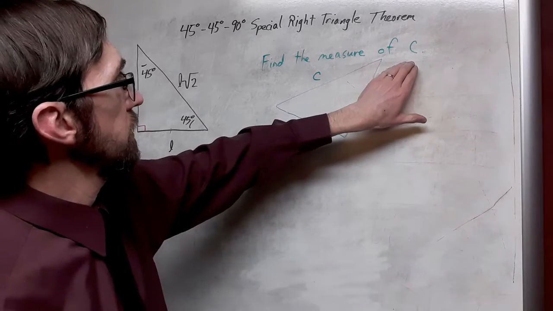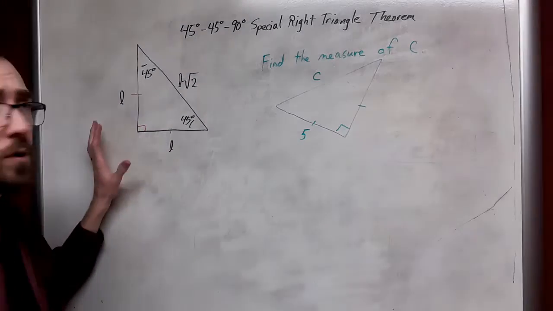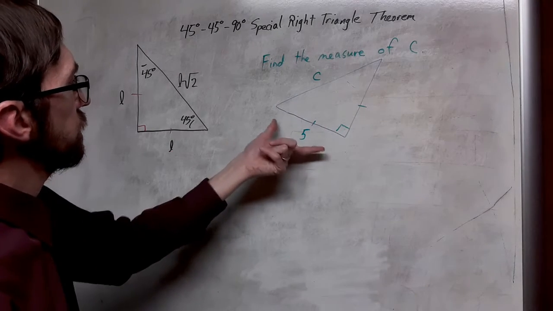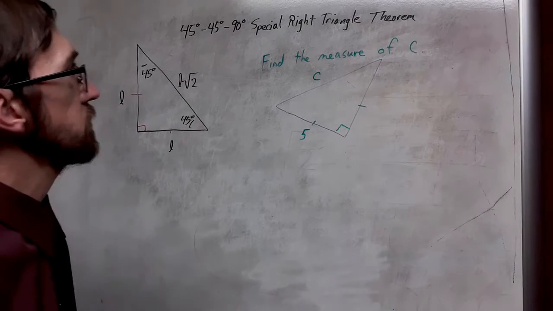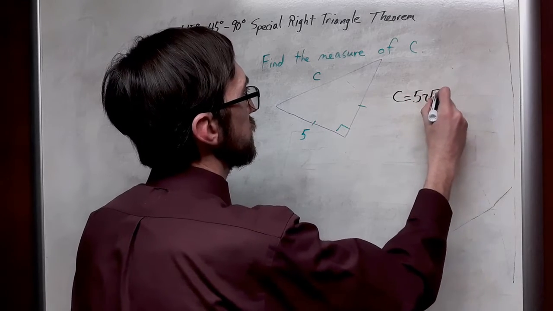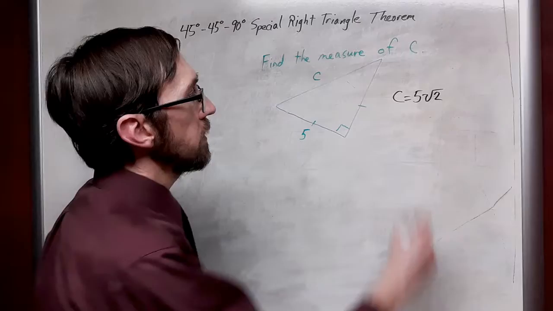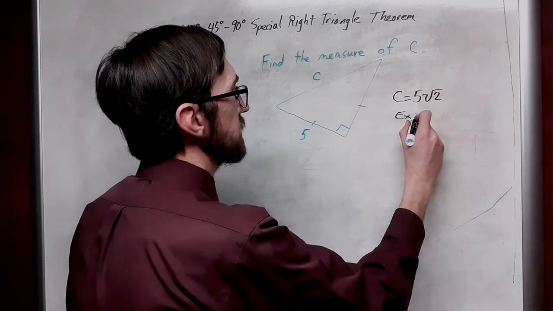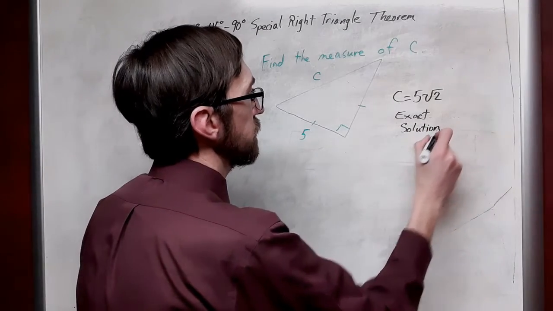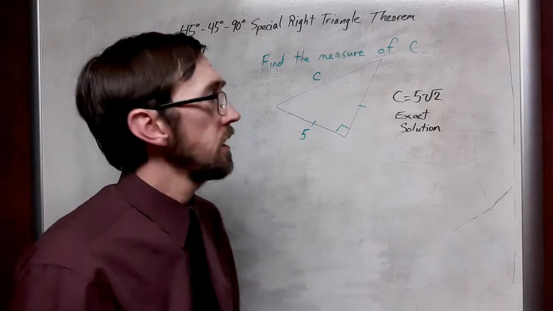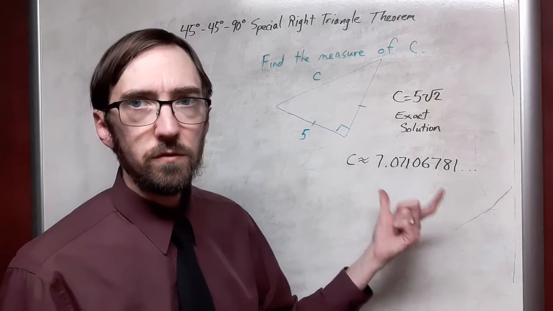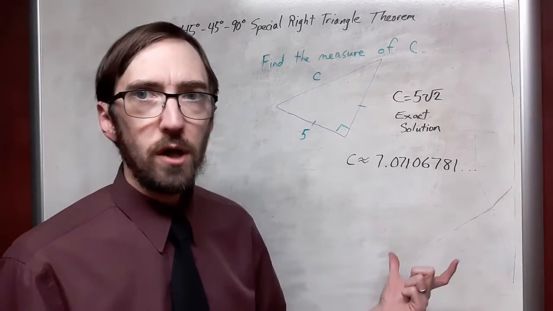To do this, we are going to refer back to our theorem. The measure of c will be whatever this length is times the square root of 2. So without any further calculations, we can simply state that this will be 5 square root 2. This is known as an exact solution. If you type this into a lot of calculators, you will get a decimal equivalent to this. This decimal equivalent that you get out of many calculators is known as an approximate solution.